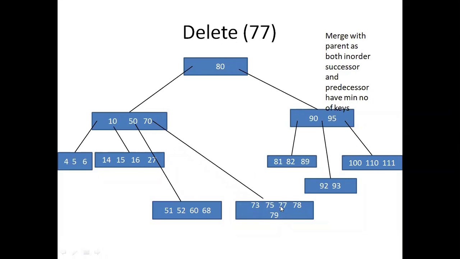So 77 will be added here by merging, and you want to delete 77 after its addition here. Then at the end you can remove your desired value, that is 77, so that the node will be left with only 4 keys, which is the maximum key count.